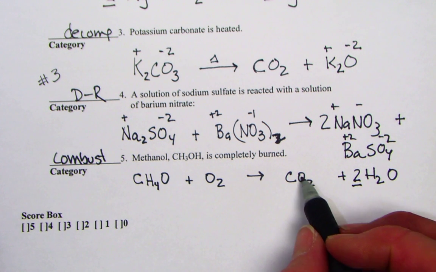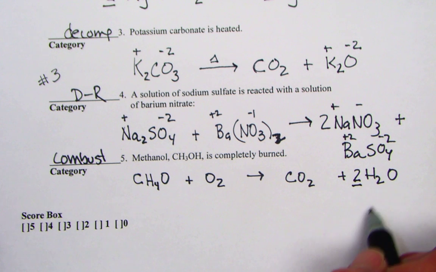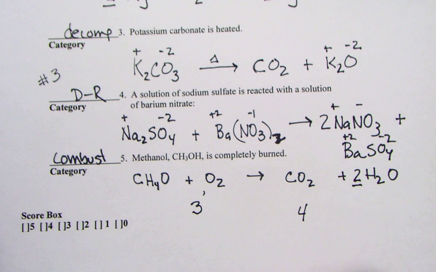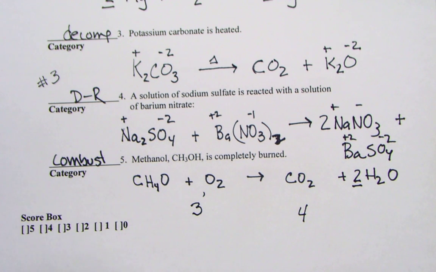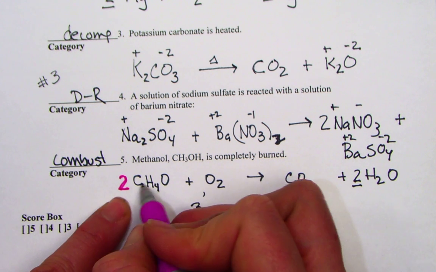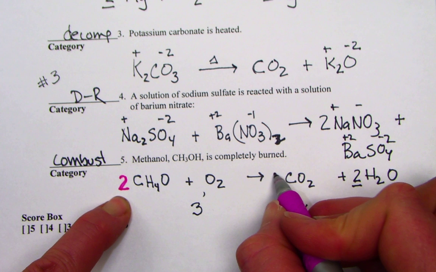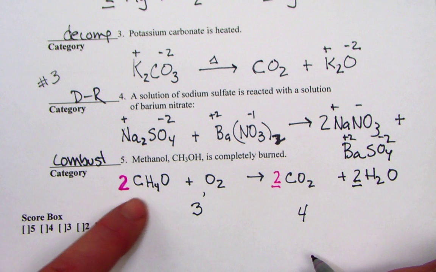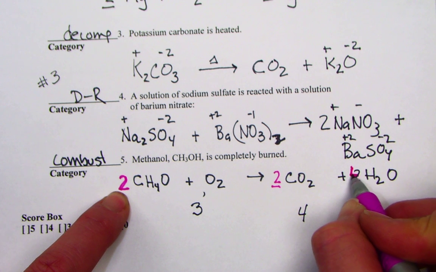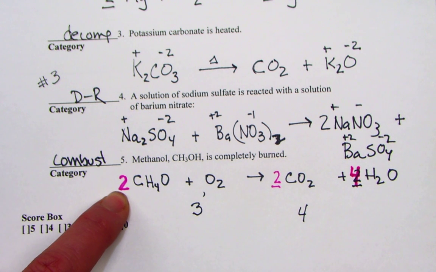Now check the oxygens. We have 2 + 2 is 4 on the right, and a total of 3 on the left. We'll need to go back and double what we just figured out. When we double, we get rid of the odd number problem. 2 methanols makes me double the carbon dioxide. 8 hydrogens makes me double in front of the water from a 2 to a 4.